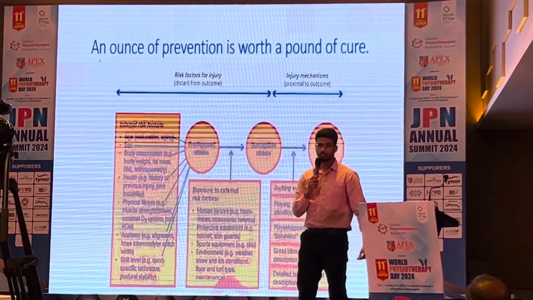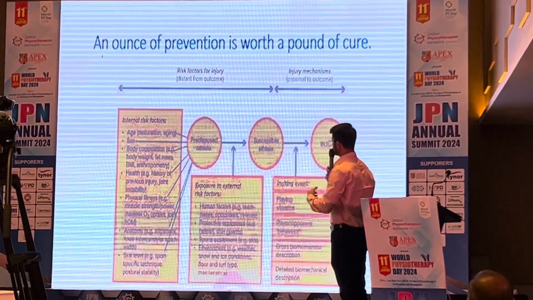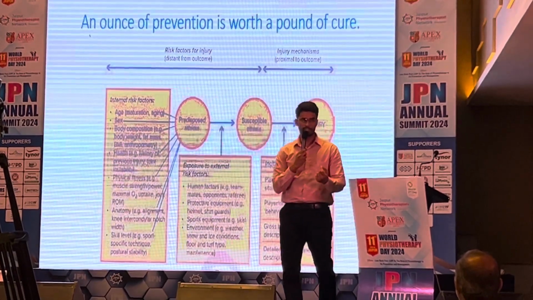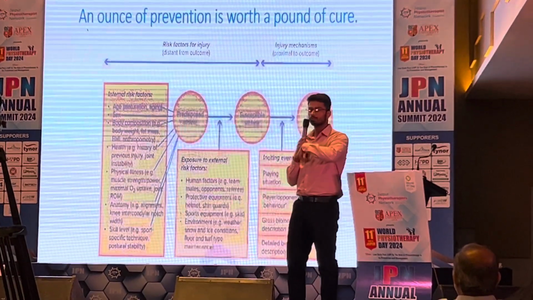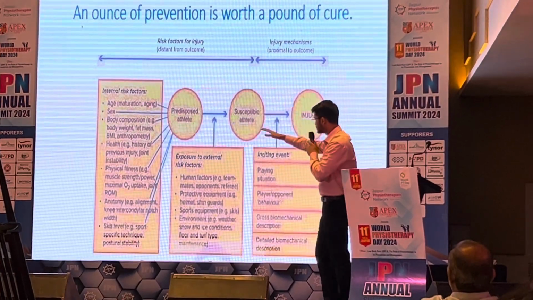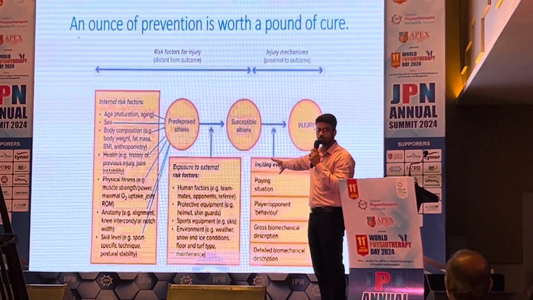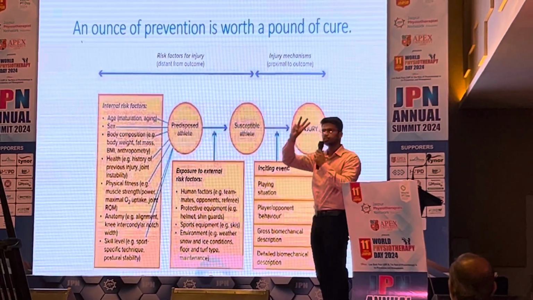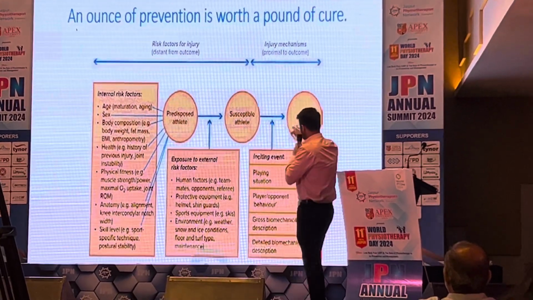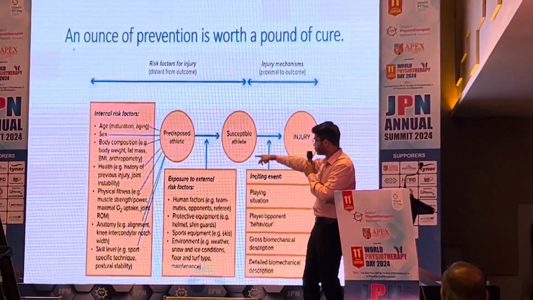Yes, the most beautiful quote, as a sports physiotherapist, what I feel is that an ounce of prevention is worth a pound of care. If we can do something for prevention it is better, and do the ounce of care also, or the pounds of care. So this is a prevention model given by a very famous sports scientist, Bahr, in which he talked about 3 things. One is the predisposed athlete, second is the susceptible athlete, and at the last stage it is an injury. So we have to manage all these phases.